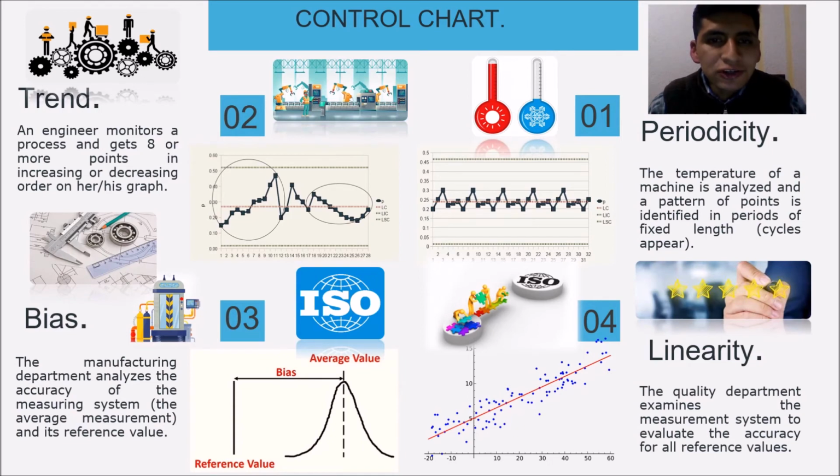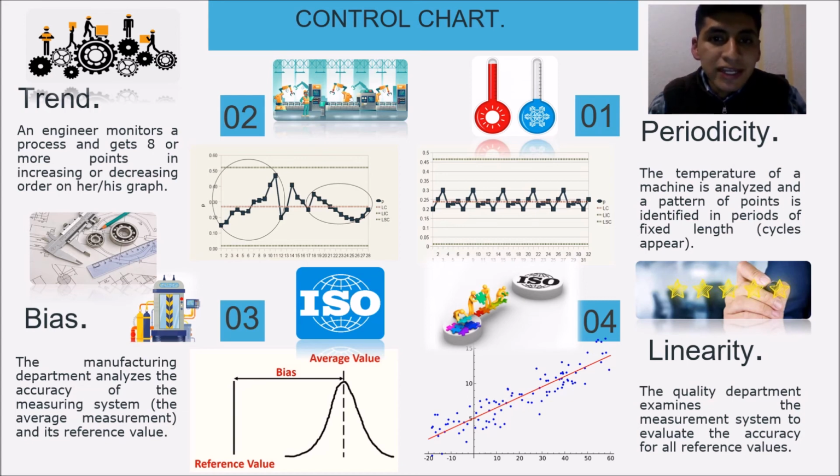The next topic is control chart. It is a very important topic in statistical quality control because we can observe some characteristics in this word. First word is periodicity. These are the length cycles that represent an industrial process. We can identify in the following image a graph and this pattern. For example, the temperature of a machine is analyzed and a pattern of points is identified in periods of fixed length.